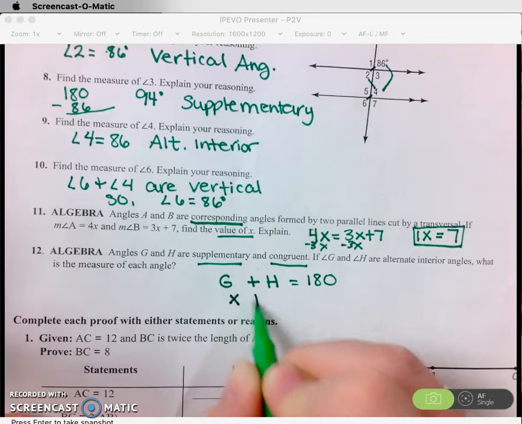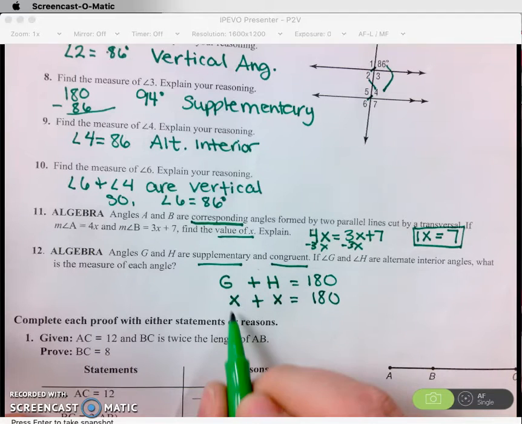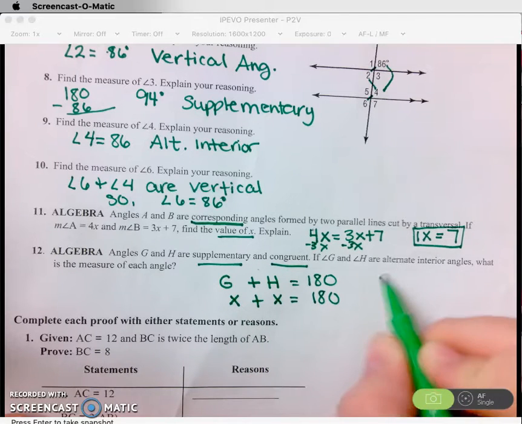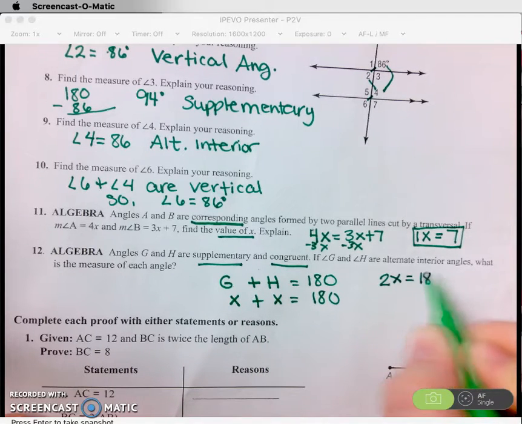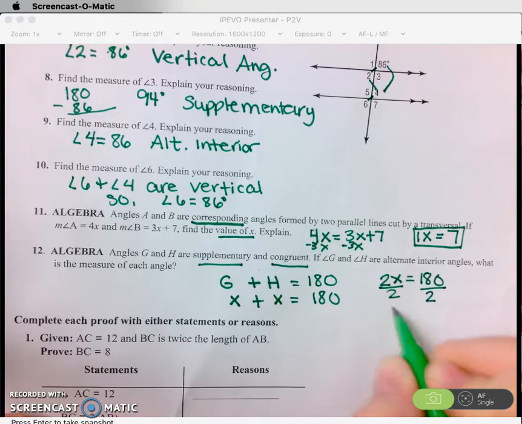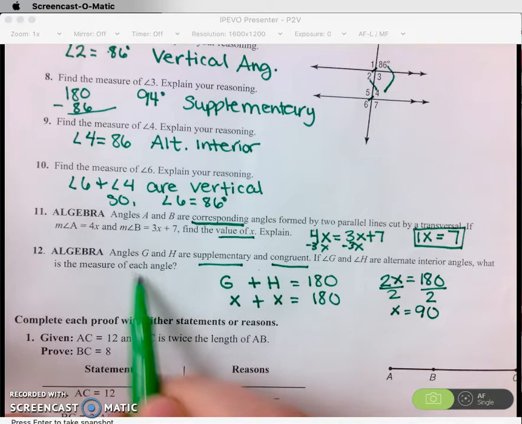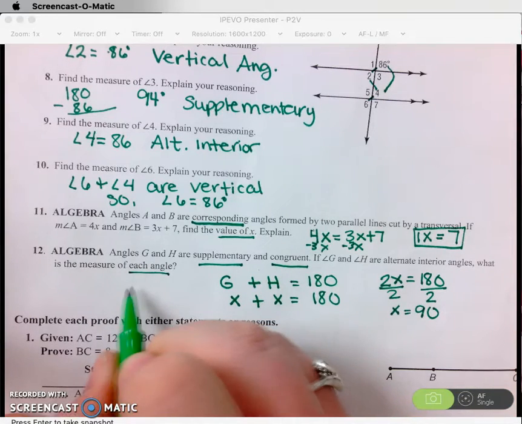So x plus x equals 180. Well, I have an x plus an x, so that's 2x equals 180. I want to divide both sides by 2. X is equal to 90. So the measure of each angle is 90 degrees.